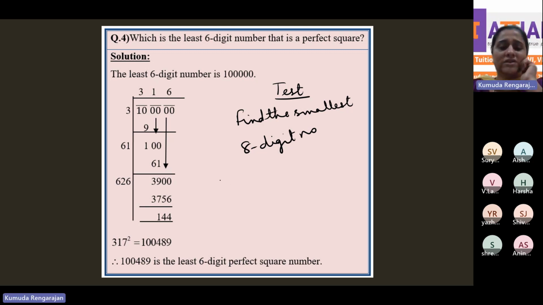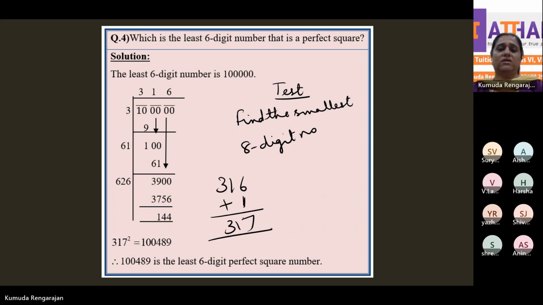Okay, 1 minute. I'm not rounding off. You're getting confused with rounding off and successor. The successor of 316 is the number that comes after 316, which is 316 plus 1, 317.